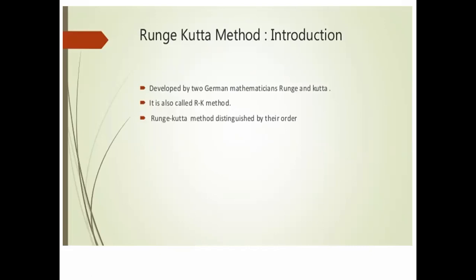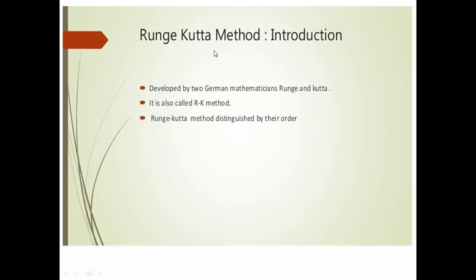Now we shall go to another method of solving the initial value problem, which is called the Runge Kutta method. Actually, Runge Kutta means two German mathematicians. They developed this formula. Actually, this formula is developed from the Euler modified method, and it is also called the RK method. And there are different Runge Kutta methods. All are distinguished by their order: second order Runge Kutta method, third order Runge Kutta method, and fourth order Runge Kutta method. Like that, three methods are there. But in your syllabus, two methods are given.